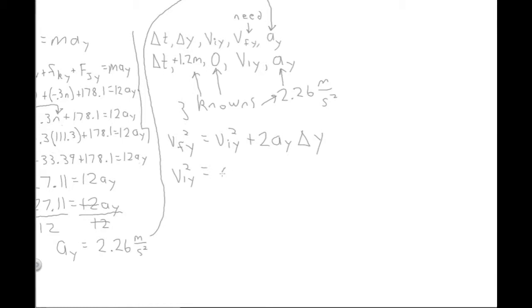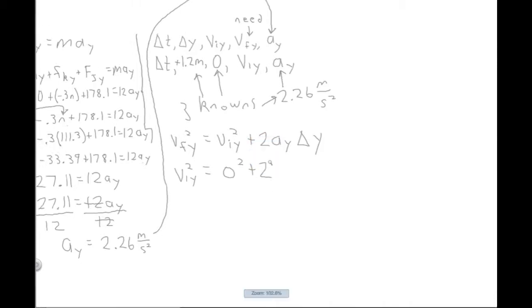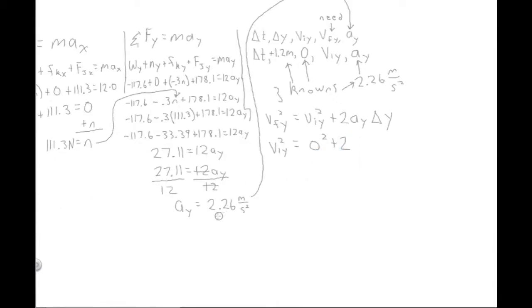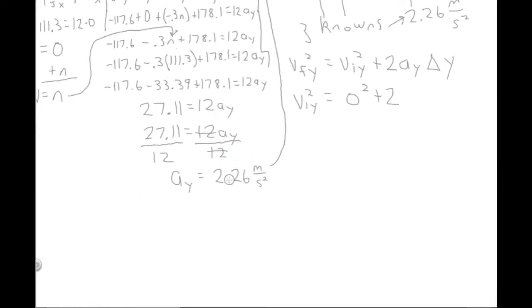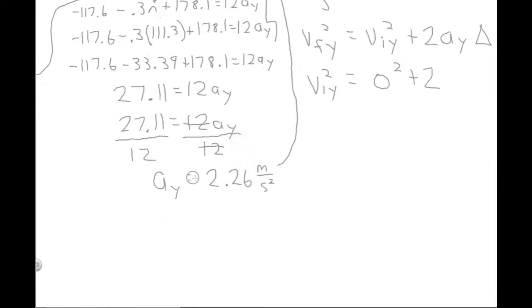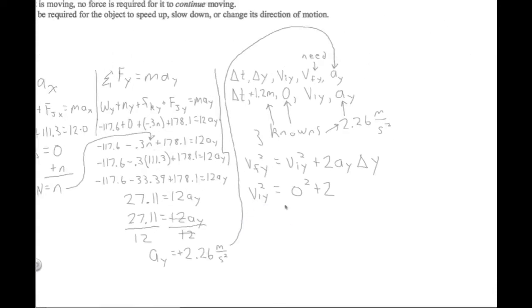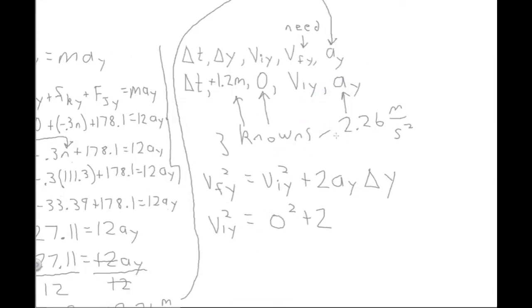V initial is 0. A sub y is the new number that we figured out. Oh, so I guess I should follow my advice and put in a sign here. Remember that components should get plus or minus signs. This came out mathematically to be positive, and I'll emphasize that by putting a plus sign here. And we saw that that positive sign made sense. So again, over here, I can write this with a plus sign to emphasize that it came out positive.